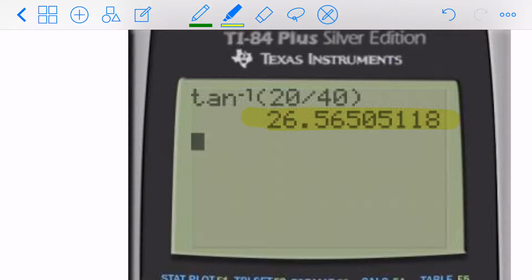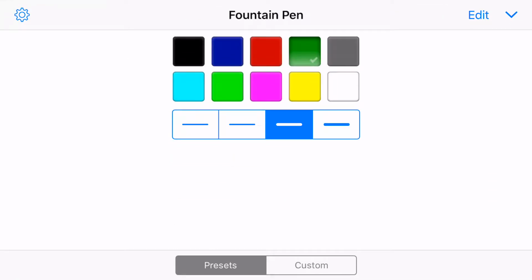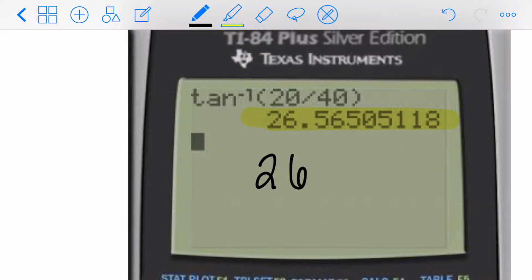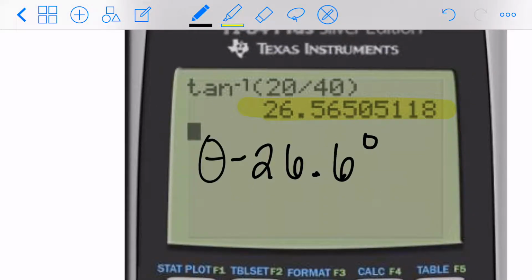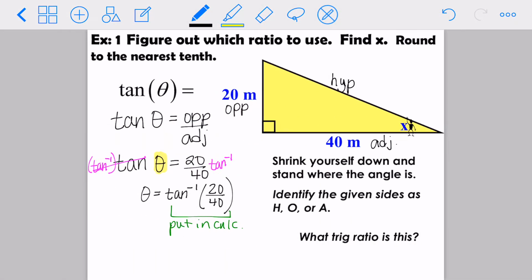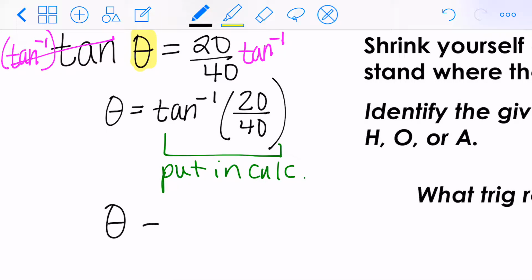Now the direction's set to round to the nearest tenth. So if we look at this, that means we would have to round to 26.6 degrees. Don't forget to put your degrees. So theta is equal to 26.6, and that is our answer to the other problem. Go back. So then we know that theta is equal to 26.6. And you know, we should really, instead of equals, put approximately equals 26.6.